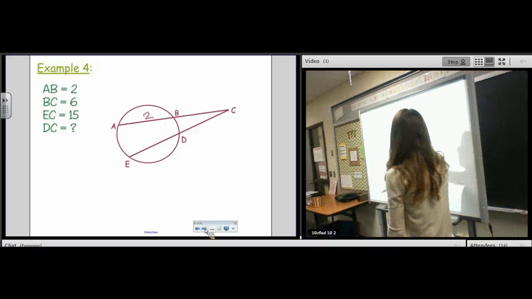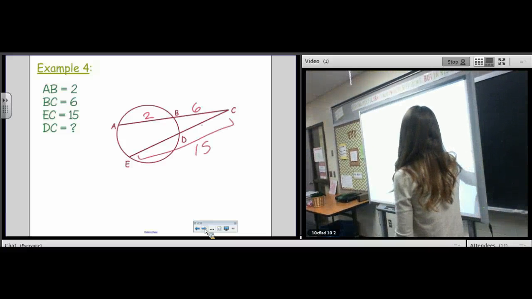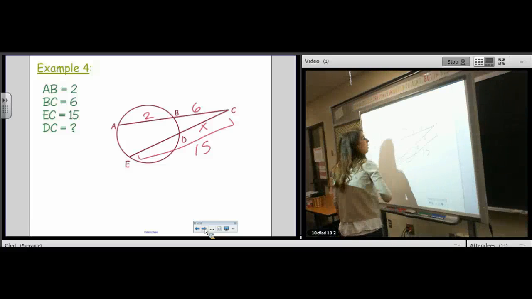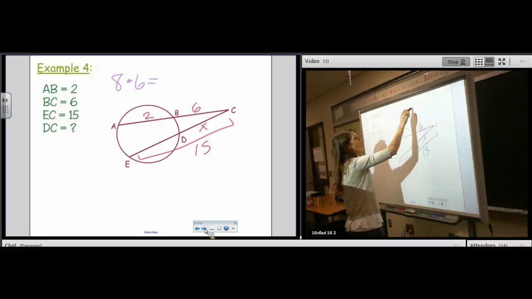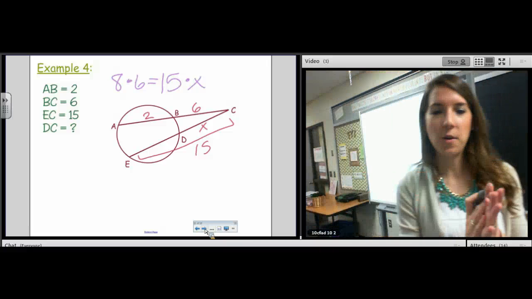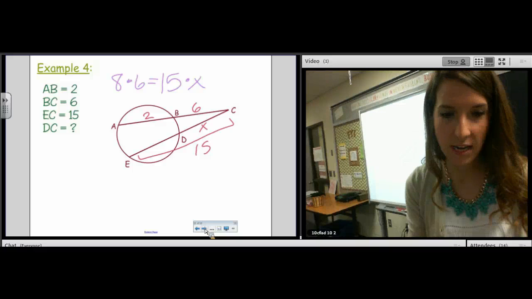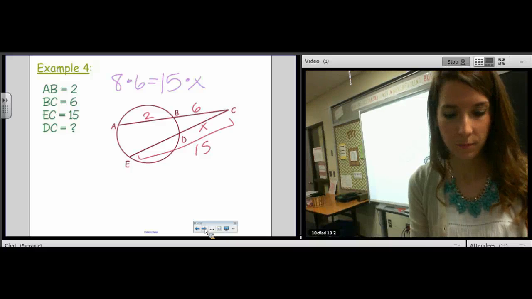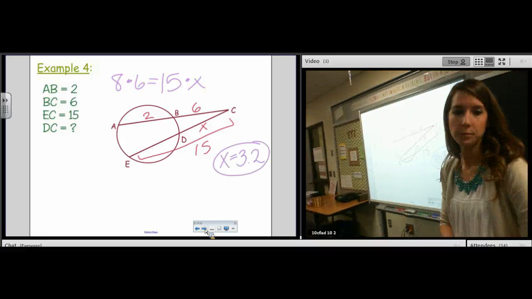Alrighty, AB is 2, BC is 6, EC is 15, and DC is x. So this one is almost easier than the one we just did. Ready? Whole times external equals whole times external. How many times can I say that in a row, right? So 8 times 6 divided by 15. What do we get? Y'all getting 3.2? Good.